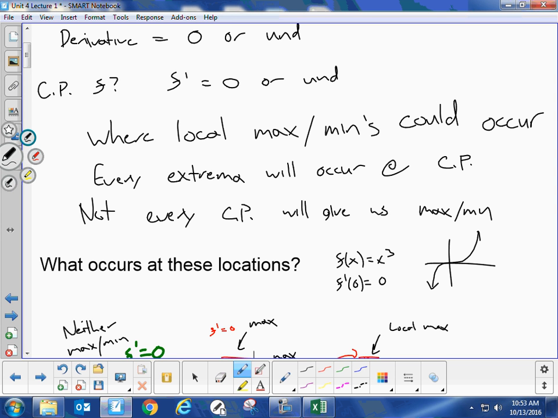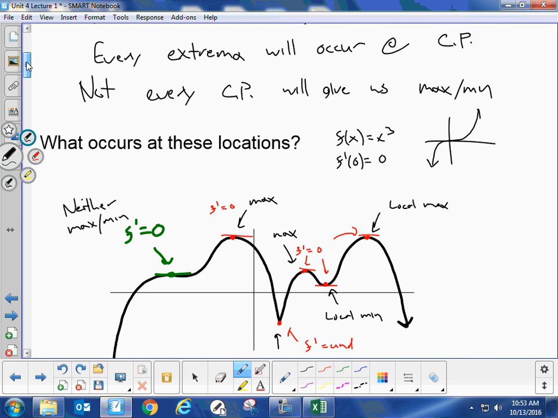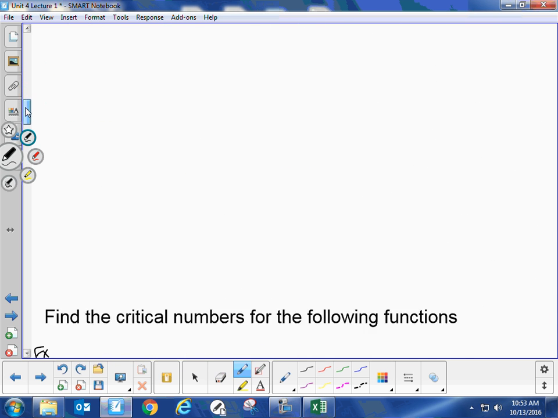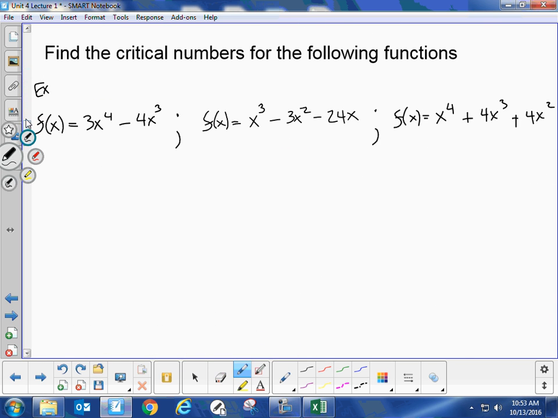Today, we're just going to be taking derivatives, setting them equal to 0, or seeing when they're undefined, and solving. Next class, it gets a little bit more complicated because we'll have an extra step after we find these critical points. Okay? But we just want to first practice finding critical numbers or critical points for functions.